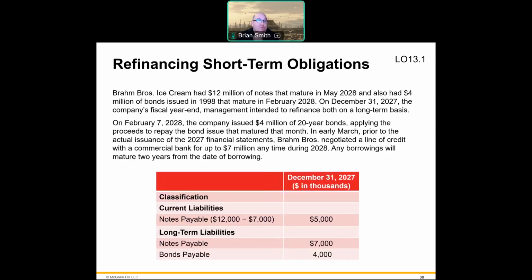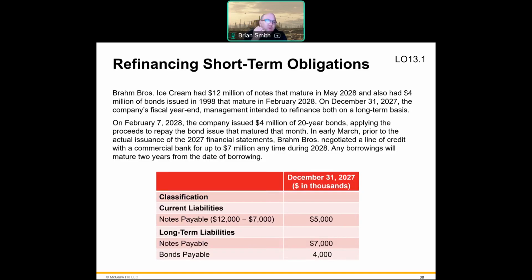All right, so in this case, refinancing short-term obligations. Brahms Bros Ice Cream had 12 million of notes that mature in May 2028, and also had 4 million of bonds issued in 1998 that mature in February of 2028. On December 31st, 2027, the company's fiscal year-end, management intended to refinance both on a long-term basis.